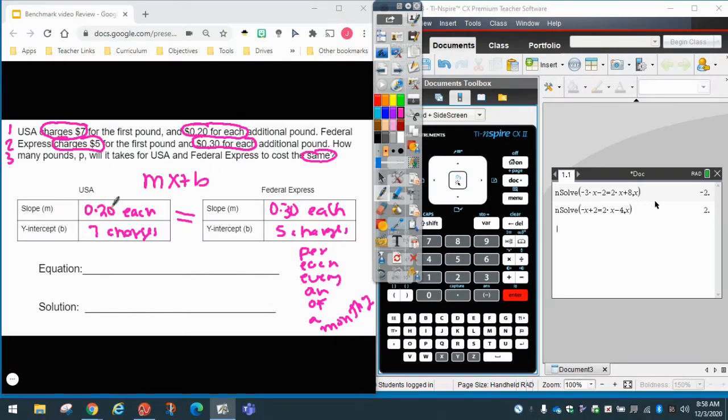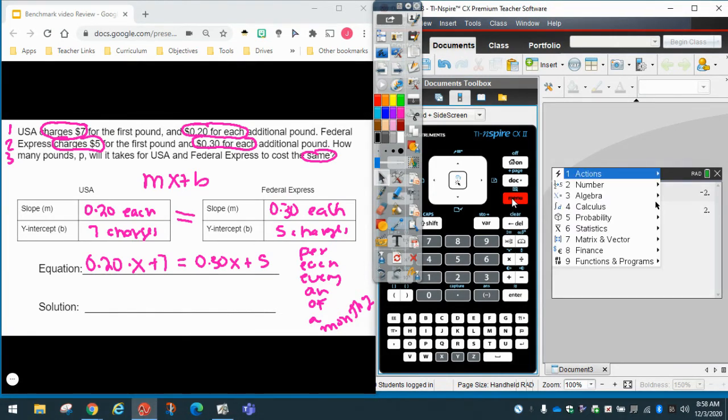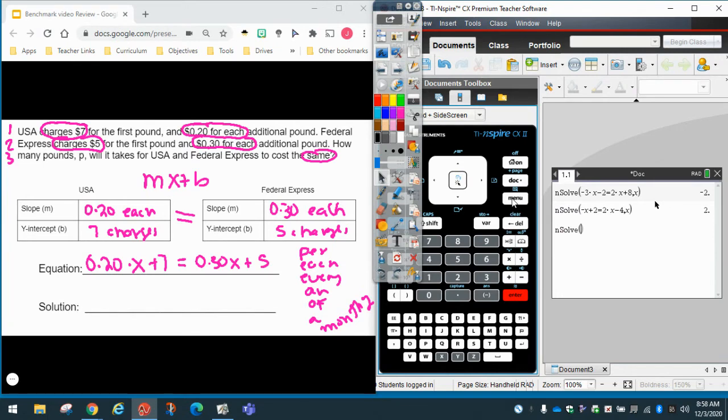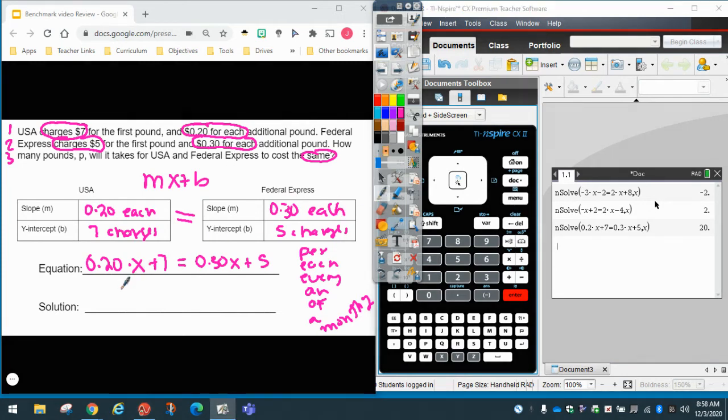So if I look at my box, my slope for USA is 0.20 times, we have to put the x, plus my y-intercept is 7, equals 0.30x plus 5. So let's go to our calculator, menu, algebra, numerical solve, and I'm going to put 0.20 times x plus 7 equals 0.30x plus 5, comma x. So they will both cost the same when x is 20 pounds.